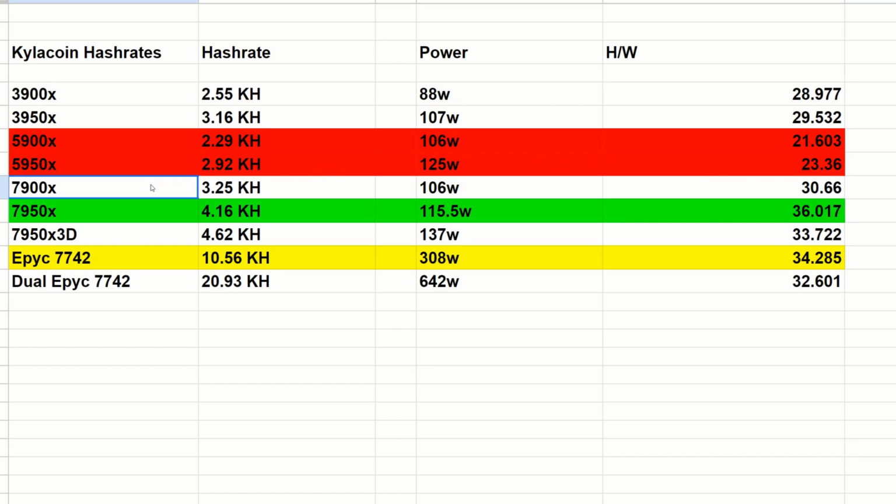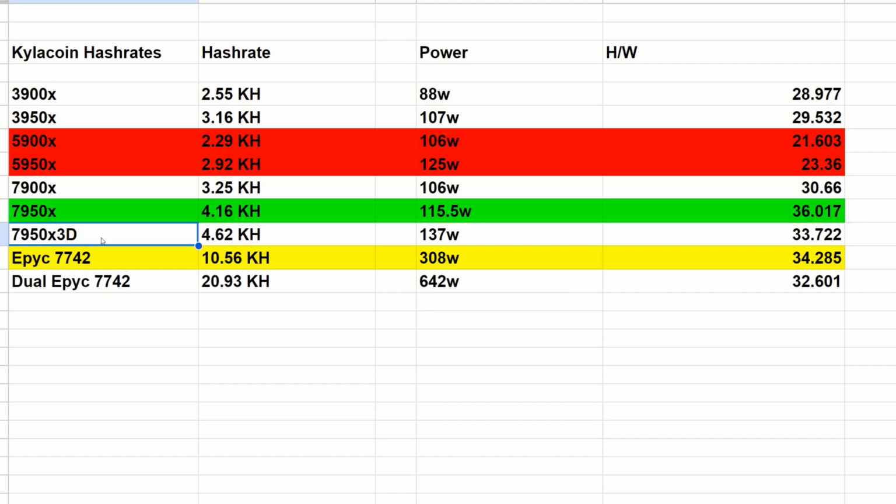Next up, we have the 7000 series, which is a big boost over the 3 and 5000 series. We have the 7900X coming in at 3.25 kilohash at only 106 watts at the wall. It was using the same amount of power as the 5900X. That is pretty crazy for a hash to watt ratio of 30.66, and the 7950X is actually our most efficient CPU for Kylacoin right now at 4.16 kilohash at 115.5 watts at the wall for a hash to watt ratio of 36.017, which is in green here, the winner.